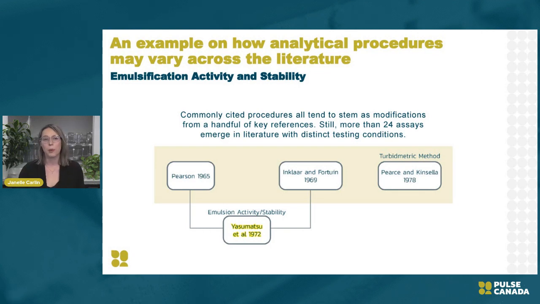Here I have an example where we're looking at emulsification activity and stability. We're looking across the literature at all of the methods that are applied. It really boils down to a couple of key core references that were the ultimate source for a lot of those methods; you can see those listed on the slide. But even though they are developed from these key sources, we're still finding more than 24 assays emerging in the literature with very distinct testing conditions. So there is a lot of variability in how emulsification activity and stability are being measured.